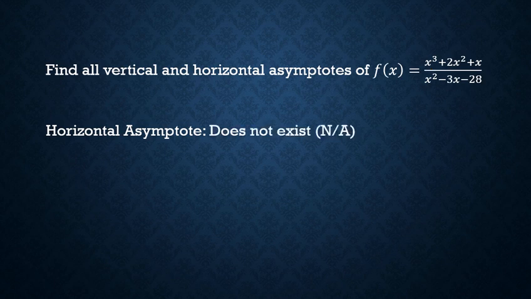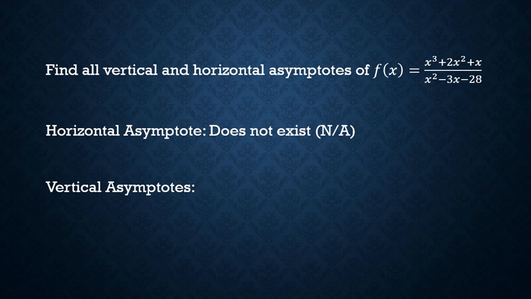So you could say NA, or does not exist, or DNE, or you could say none, whatever. Something to show that you know that there is no horizontal asymptote. So that's done, that's out of the way. Now the vertical asymptotes. Now we factor things out. We may have to cancel out factors.